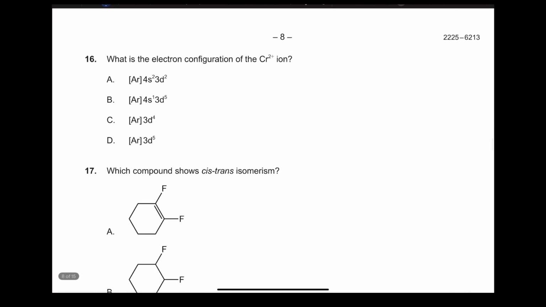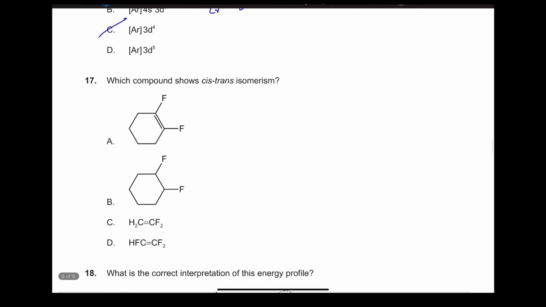Here you have to find the electronic configuration of the Cr2+ ion. The electronic configuration of Cr would be [Ar] 4s1 3d5. This is an exceptional electronic configuration, restricted to chromium and copper only, right? So for Cr2+, I'll remove two electrons. I'll remove the 4s1 electron, and I'll remove one electron from 3d5. So it becomes 3d4. So [Ar] 3d4 is the electronic configuration of Cr2+.